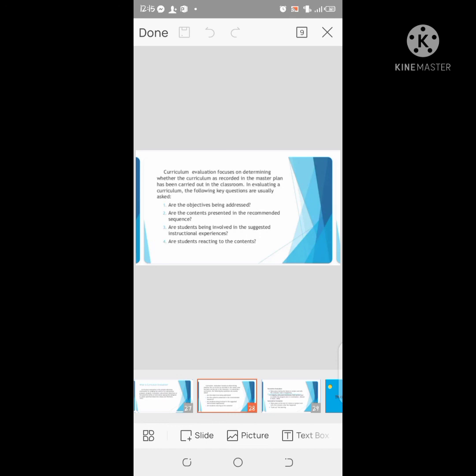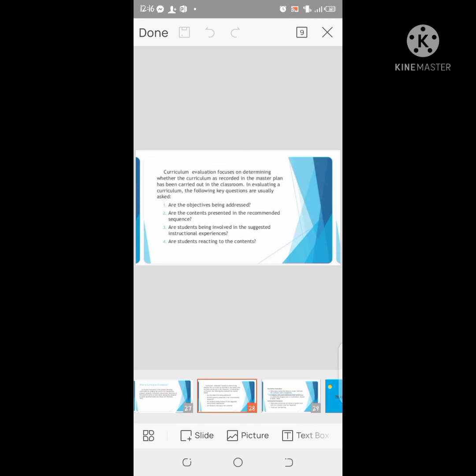Next, curriculum evaluation focuses on determining whether the curriculum as recorded in the master plan has been carried out in the classroom. In evaluating curriculum, the following key questions are usually asked. These are the questions used in curriculum evaluation. First, are the objectives being addressed?